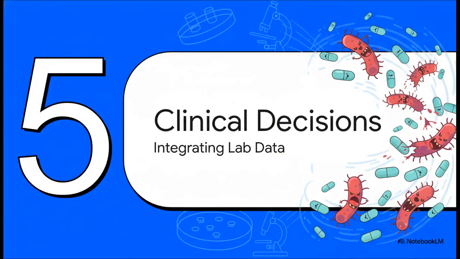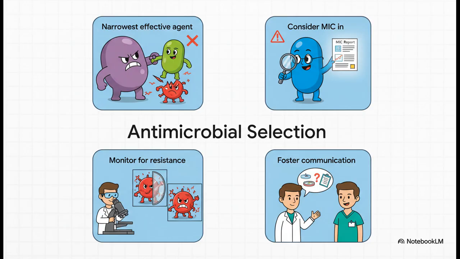Okay, we've got the lab data. Now what? Section 5 is all about pulling it all together into a solid clinical decision framework to get the best outcomes for our patients. And it really boils down to a few core principles. First, always select the narrowest effective agent possible. Second, don't just look at S or R, consider the MIC value in the context of the clinical breakpoints. Third, keep an eye out for evolving resistance during therapy. And finally, none of this works without clear, direct communication between the lab and the clinical team.